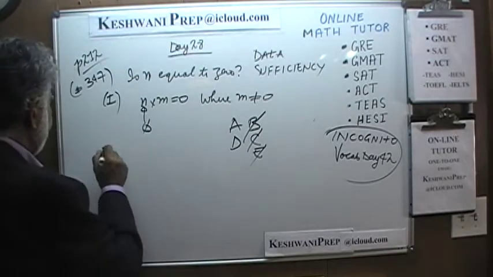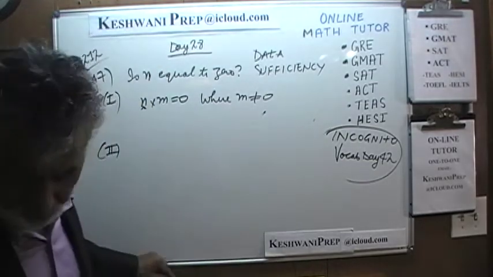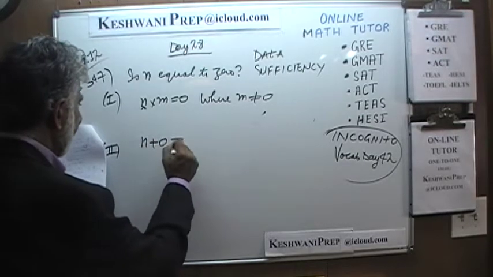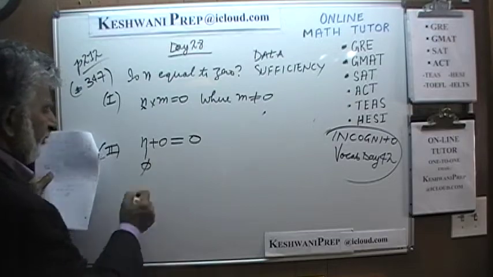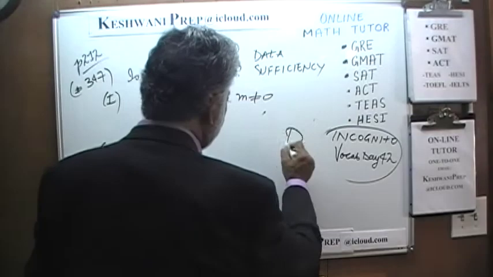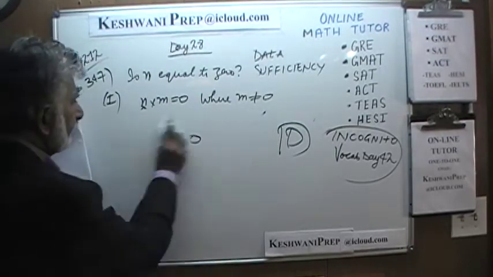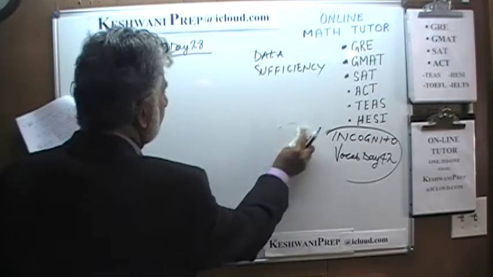Number 2. I think I made too much fuss about it. I ended up explaining way too much for something so simple. Statement number 2 is even sillier. We are told that n plus 0 is 0. Well, then in that case, n must be 0, obviously. The answer is D. Each statement by itself is enough. If n plus 0 is 0, then obviously n is 0.